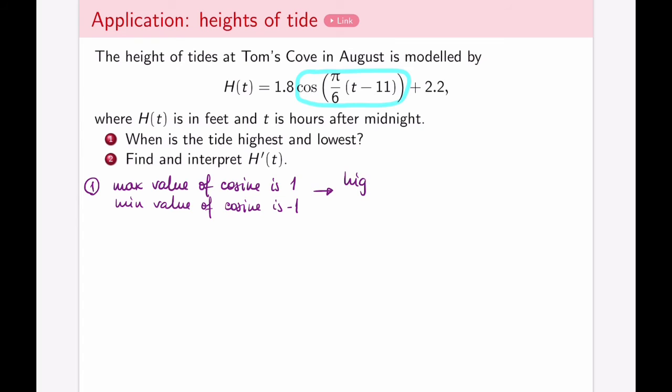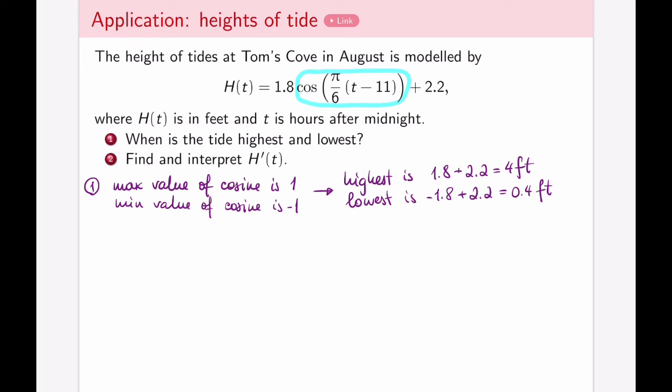So the highest actual tide is what? Well, when cosine is 1, I'm going to have 1.8 times 1 plus 2.2. So I'm going to have altogether 4 feet. And the lowest tide is when the cosine is -1. So I'm going to have 1.8 times -1, so minus 1.8 plus 2.2, or 0.4 feet. This is also useful information to have, for example, if you're building a pier or want access to the water's depth at any point in time.